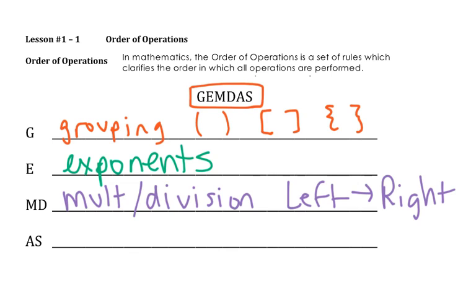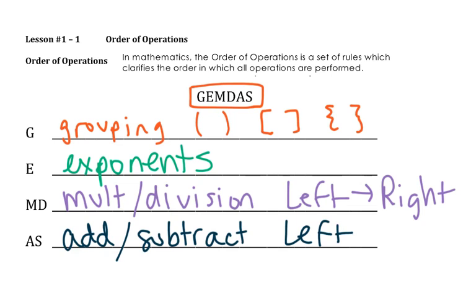Addition and subtraction is the last thing. And again, as far as the left and right goes, you are going to have to do addition and subtraction from left to right. Some people make the mistake of thinking you always do addition first, you always do multiplication first, and then you do the subtraction, then you do the division, and that's not true. It's whatever's on the left working towards the right.